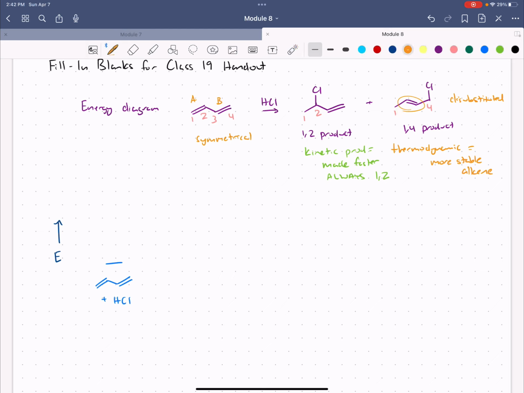And so let's start out with the thermodynamic, and we'll need some space in the middle, so let's draw the thermodynamic a lot lower, and we have this product here. That's the thermodynamic. The kinetic is also lower than the starting material, but it's higher than the thermodynamic. So I'm going to put the kinetic here. This is what we have on the handout from class. I didn't fill in the middle.